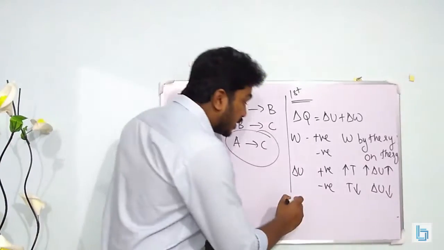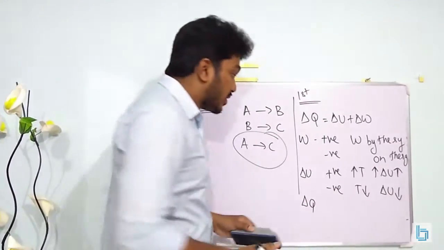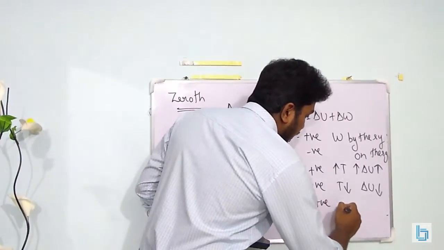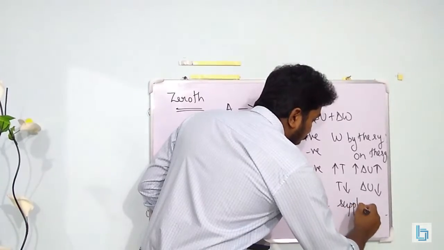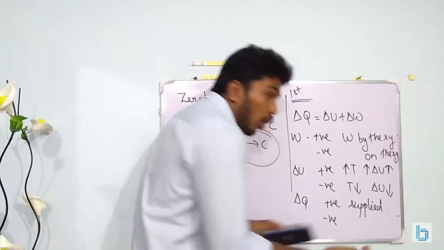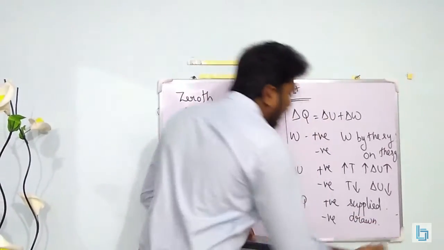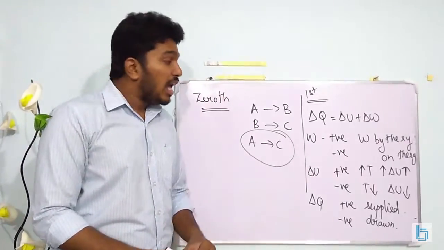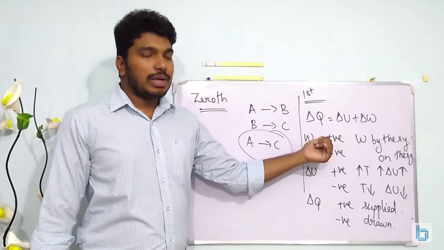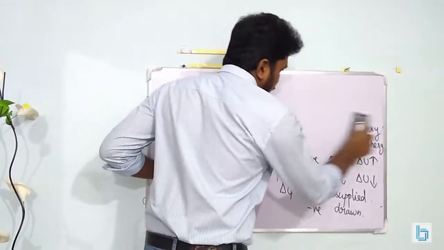Okay, and delta Q: if a quantity of heat is supplied to the system, or given to the system, it is taken as positive, and if it is drawn from the system, it will be taken as negative. So these are the sign conventions you have to remember, and without these sign conventions, you will get the answer wrong here. Okay, so now let's move on to learn the thermodynamic processes one by one.